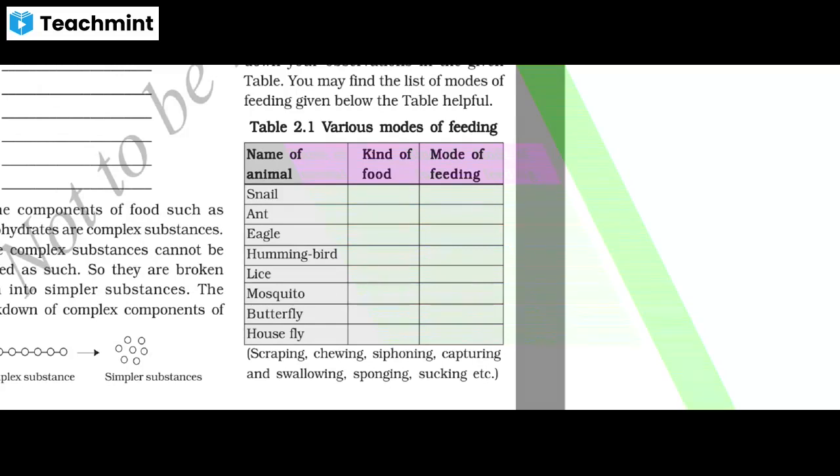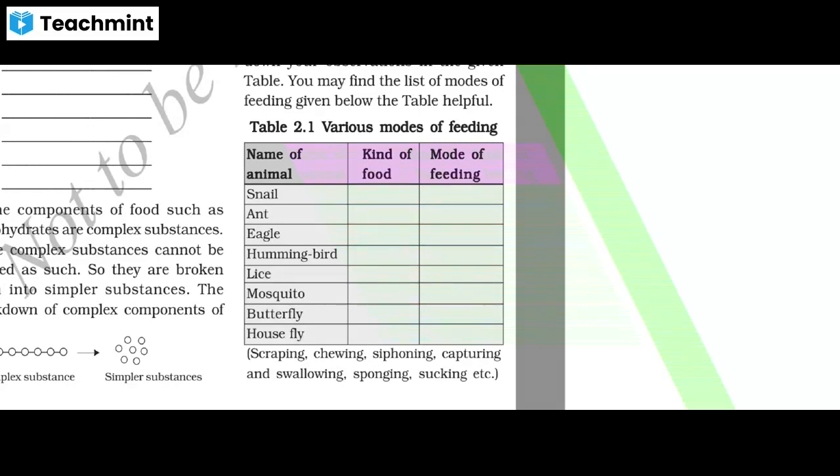Then the eagle. The kind of food is small animals, any type of small animals. How do eagles feed? They capture and swallow. Then the hummingbird. We have already discussed this previously: the kind of food is nectar of flowers, and the mode of feeding is sucking.